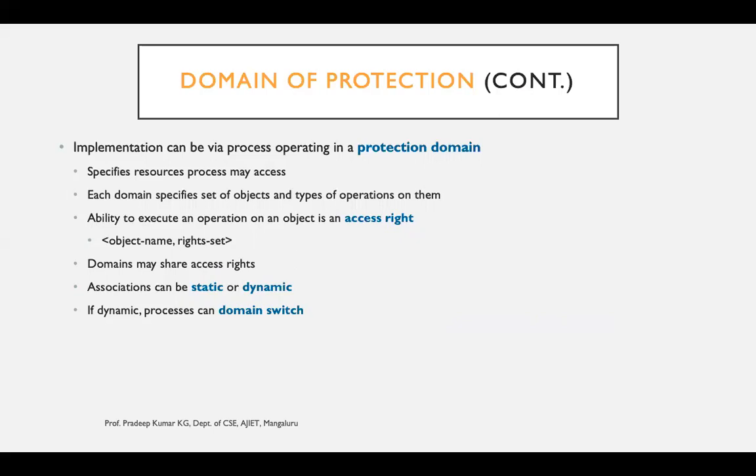So how does this implementation occur? It specifies the resources a process may access. Each domain specifies a set of objects and types of operations on them. The ability to execute an operation on an object is an access right. Whatever example we discussed so far is well suited to this. You're supposed to switch on your machine, open the browser, connect to your email, download a PDF document and give a print. So many resources should activate in the backend.